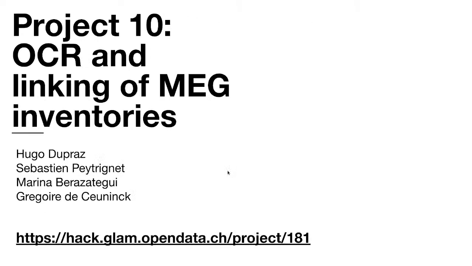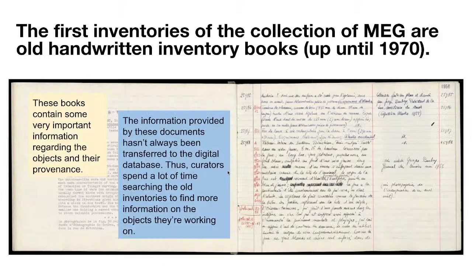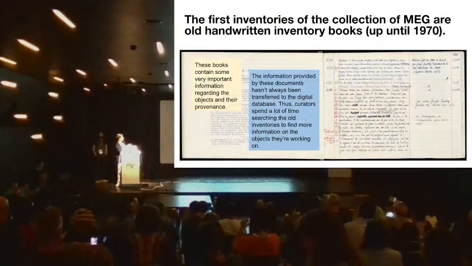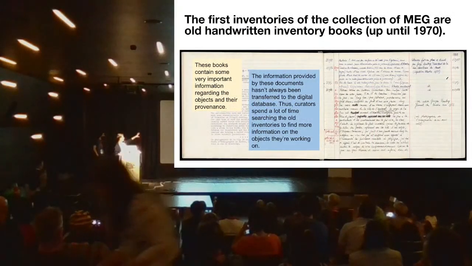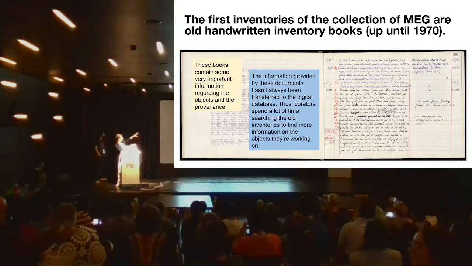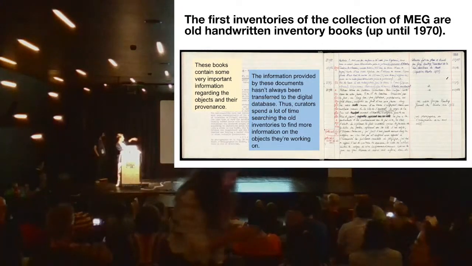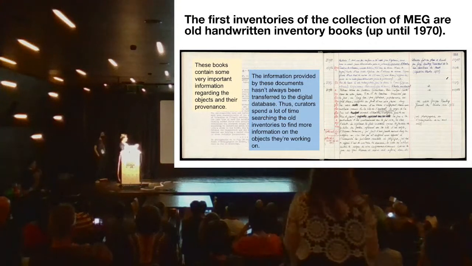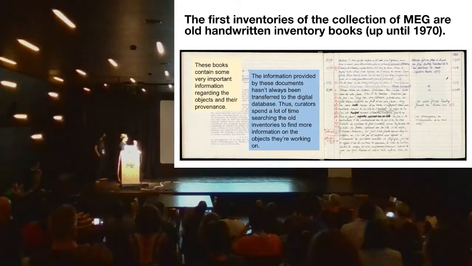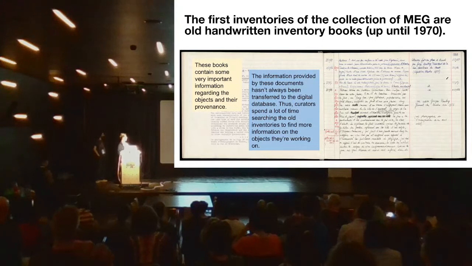So up until 1970, when a new object arrived at the museum, all of the information about the object was written by hand in these old books. So you would have, the huge chunk of text is the description about the object, where it came from. But then what's very important is that on the right, you have a code that corresponds to the object, and it's a unique code.